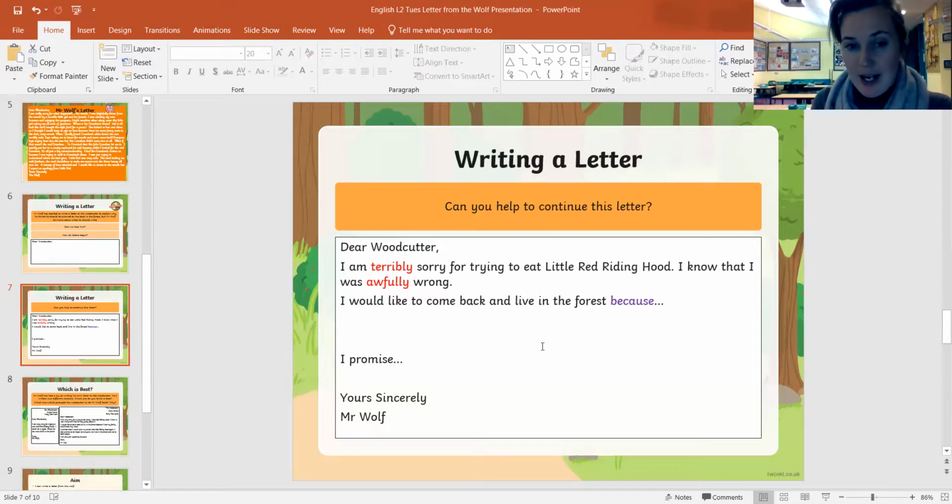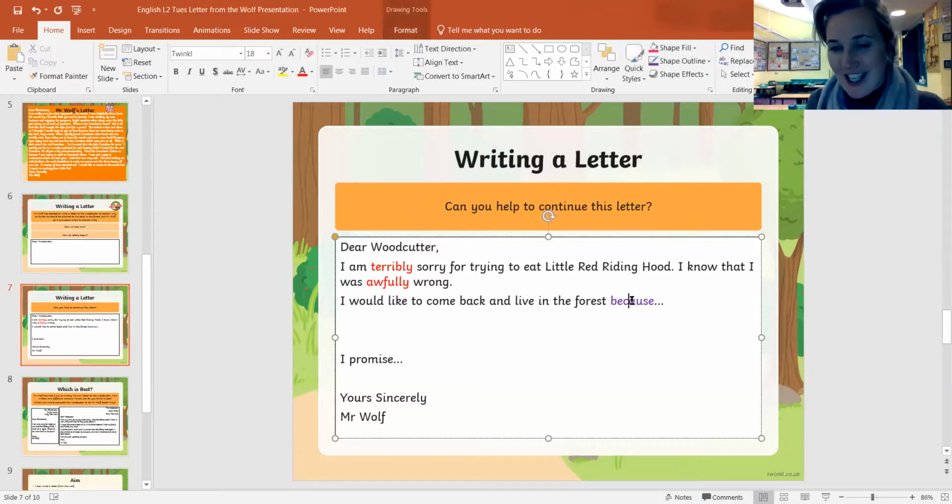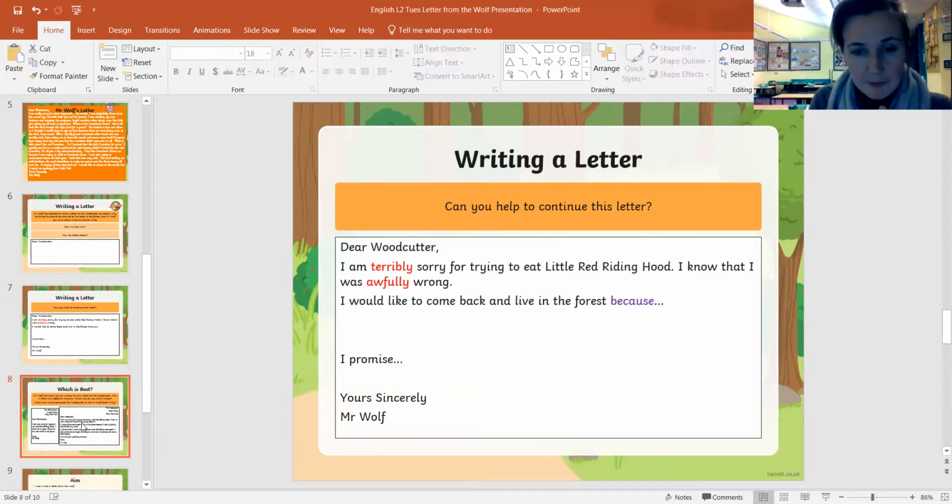Dear Woodcutter, I am terribly sorry for trying to eat Little Red Riding Hood. I know that I was awfully wrong. Can you see those adjectives in red that I've put on here? Terribly and awfully. I would like to come back and live in the forest because, so there's your subordinating conjunction there with because. I promise, yours sincerely, Mr. Wolf. Okay, so if you're finding it tricky to start, you could use this idea here and carry on.